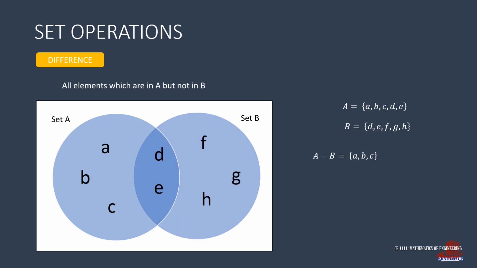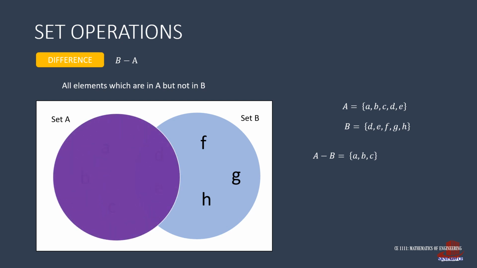Like subtraction, difference of sets isn't associative, which means A minus B has a different set of elements from B minus A. With reference to B, we take away elements coming from set A, leaving the elements F, G, and H.